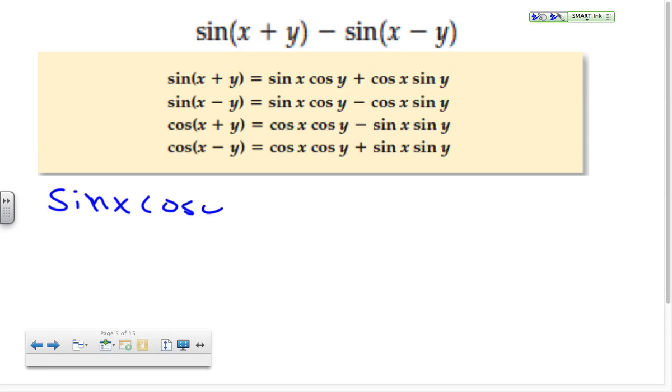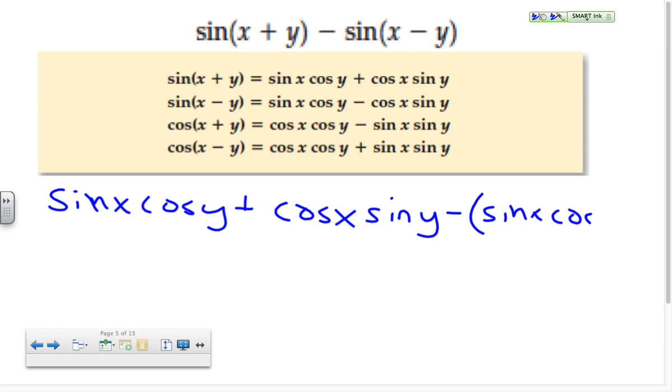So sine of x plus y is sine x cosine y minus cosine x. Oh wait, no, I mean plus cosine x sine y. And that minus is important. Then sine x cosine y minus cosine x sine y.